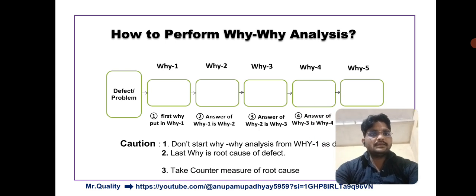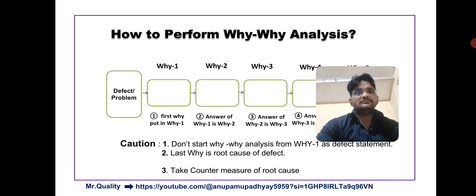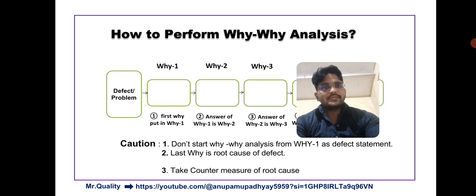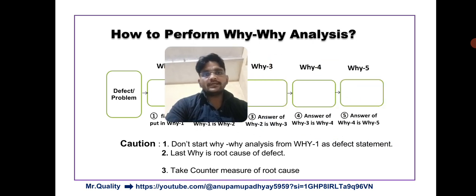Now next we have how to perform 5 Why analysis. First is defect or problem. We look at the diagram. First is the defect or problem that should be mentioned in that block, and the first why should be put in Y1, and Y2 will be the answer of Y1, and Y3 will be the answer of Y2, and Y4 will be the answer of Y3, and Y5 will be the answer of Y4.